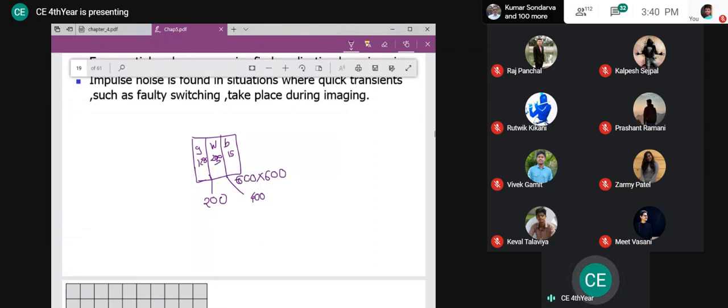Are you getting my question? Are you clear with my question? What is my question? Suppose, okay, so how to start? I want to synthesize this image. I want to create this image. I want to generate this image. You can see this as a matrix of 600 cross 600.